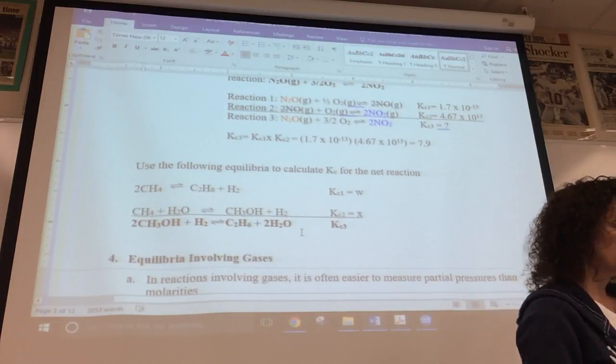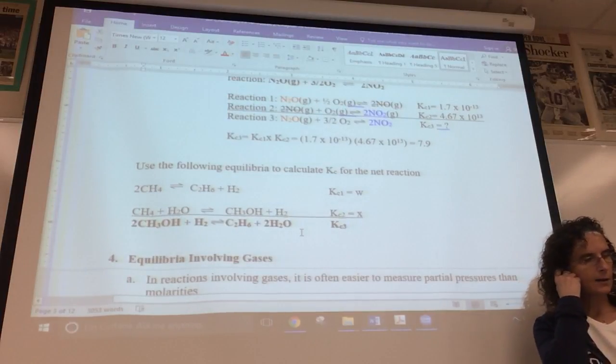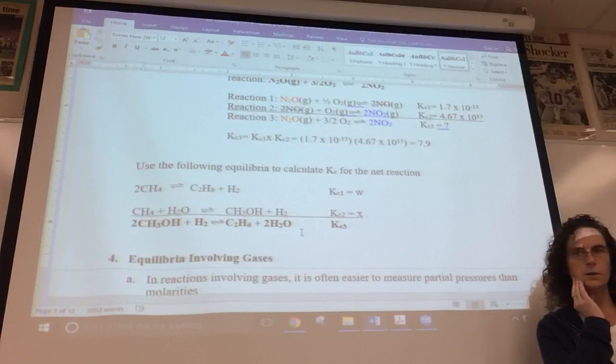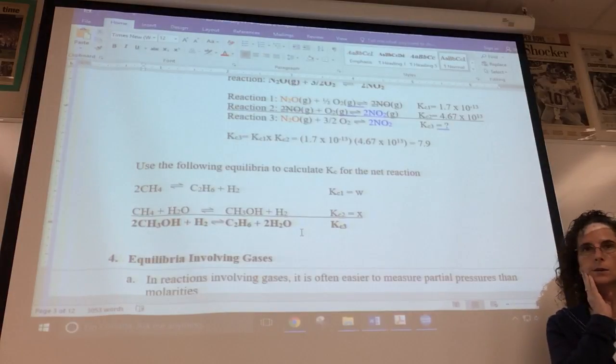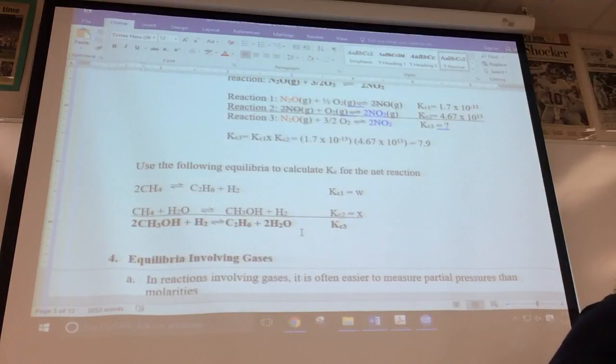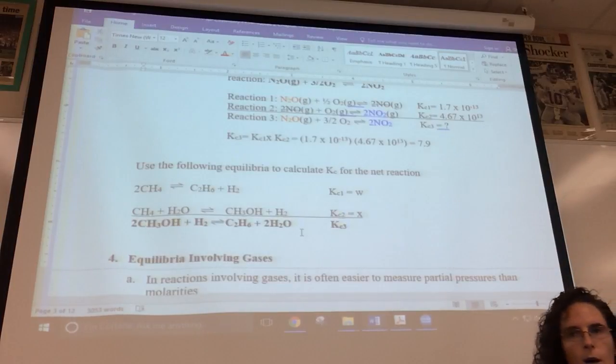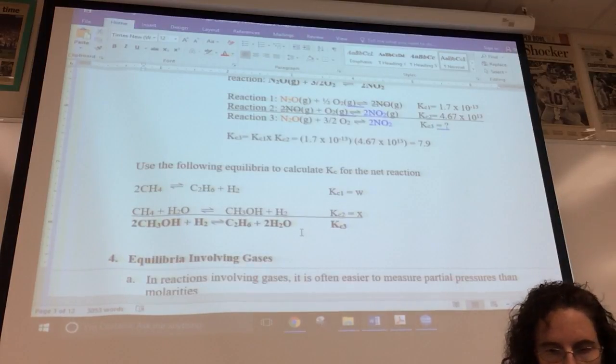Let's take a look here. It says use the following to calculate KC. You want to do it together or you want to try? Try. Go for it. I'll try too. And this stuff's all fun and it's mathy and some of you will be much happier.